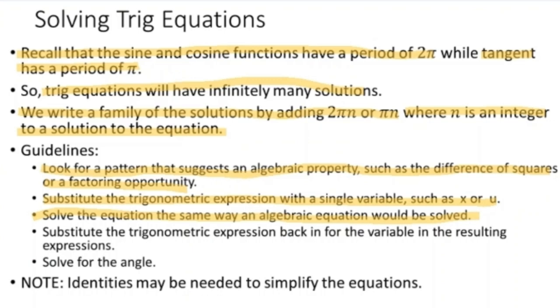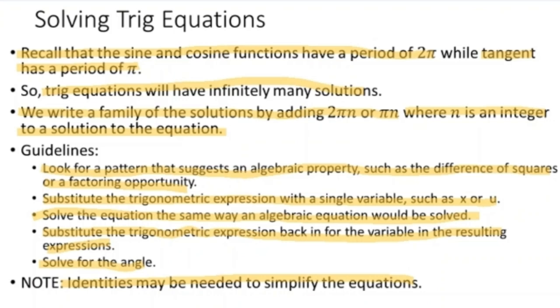Solve the equation the same way you would an algebraic equation, such as isolating trig functions, trying to factor, techniques like that. Substitute the trigonometric expression back in for the variable in the resulting equation. After you solve for the variable of the substitution, you do want to replace your variable with your trigonometric expression to finish solving. Then you want to solve for the angle. One thing to note, identities may be needed in order to help simplify an equation, or even to rewrite it into something that's easy to solve.